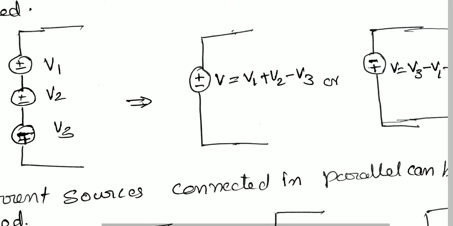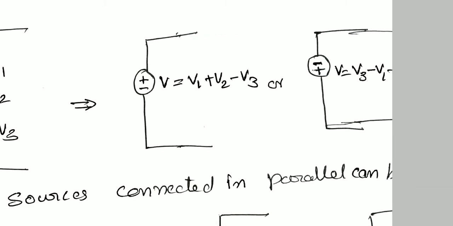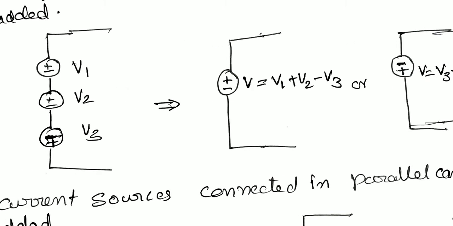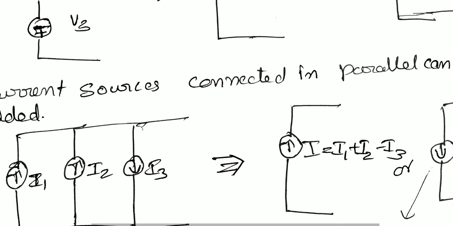In the same way, if we consider the reverse direction, if I take minus plus as the polarity, then V3 will be positive and the other two will be negative. So the value of V is equal to V3 minus V1 minus V2.